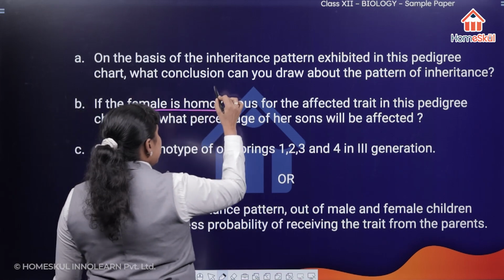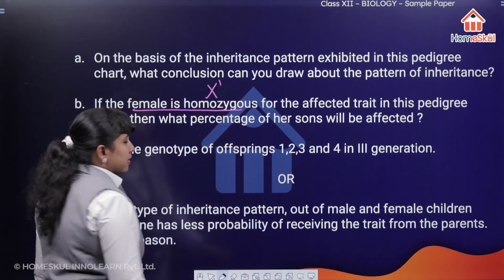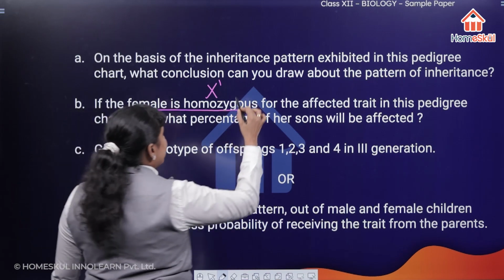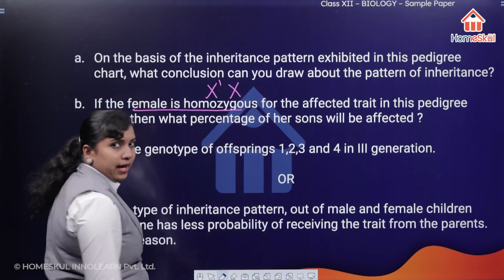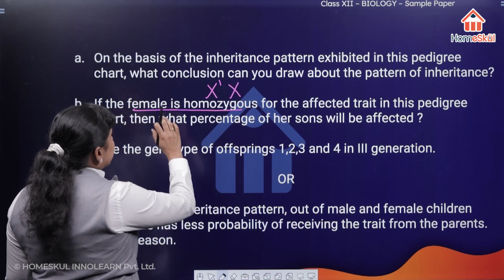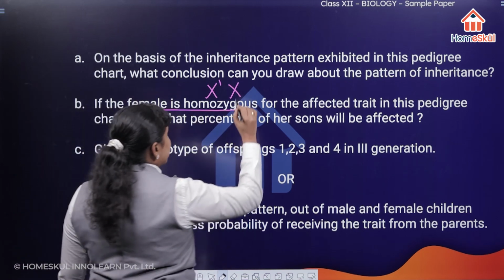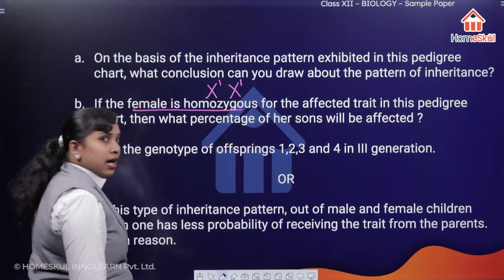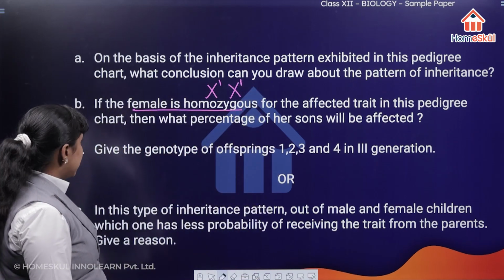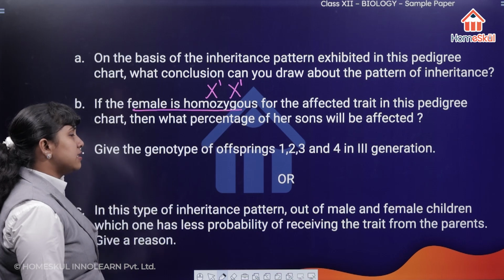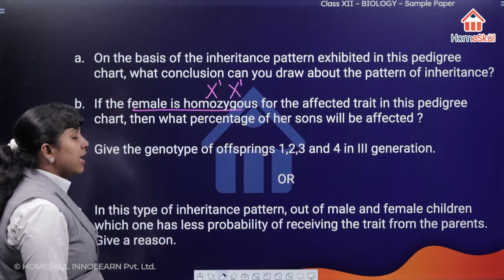So the defective X chromosome, we can represent it like this. And a normal X chromosome we can represent like this. And what is said here? The female is homozygous for the affected trait. That means both the X chromosomes are defective. In this pedigree chart, then, what percentage of her sons will be affected?